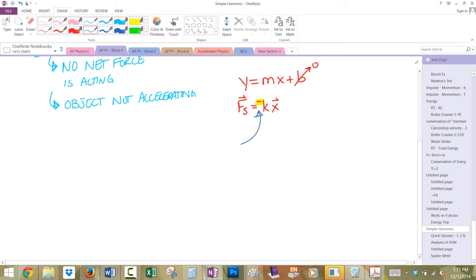That negative sign means that this force is what we call a restoring force. A restoring force is one that tries to return a system to equilibrium.